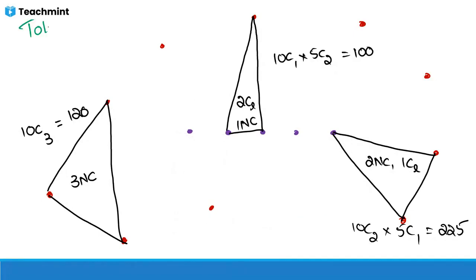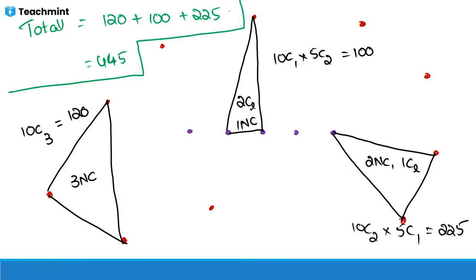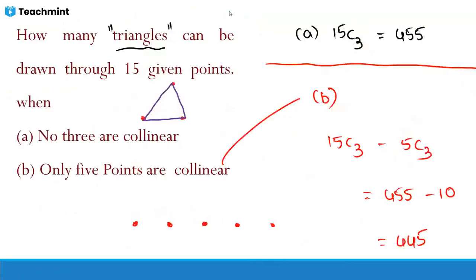I'm not just trying to inject only a formula. You have to know what is happening internally. But again, I repeat, from an exam point of view, don't do all these things. You believe the method whatever we shared: 15C3 minus 5C3. Why minus 5C3? Joining three collinear points cannot form a triangle.